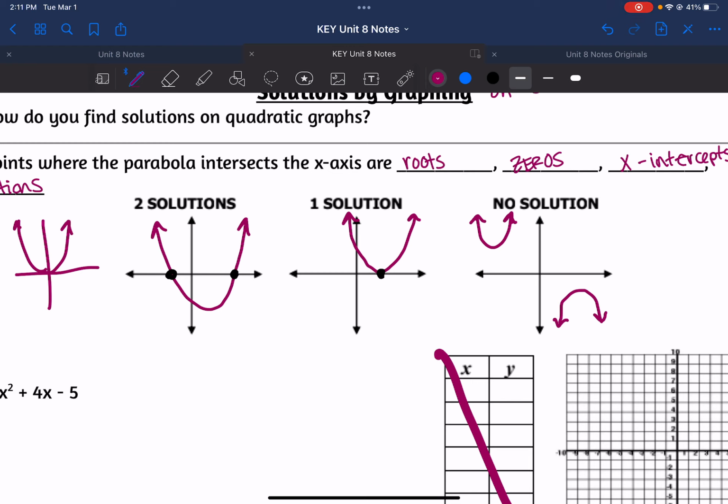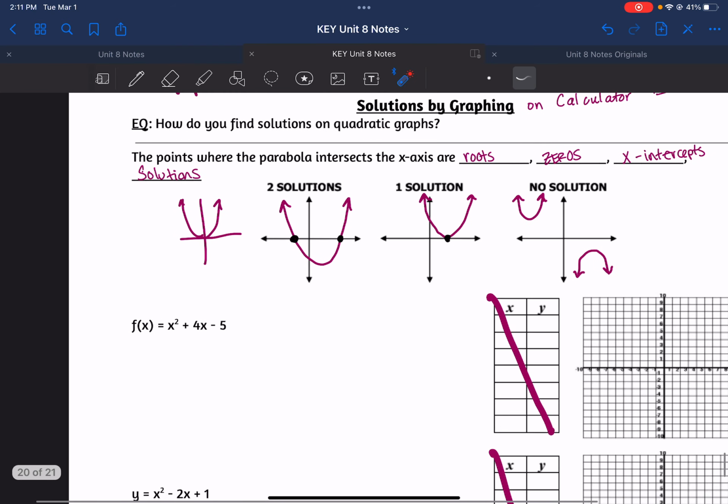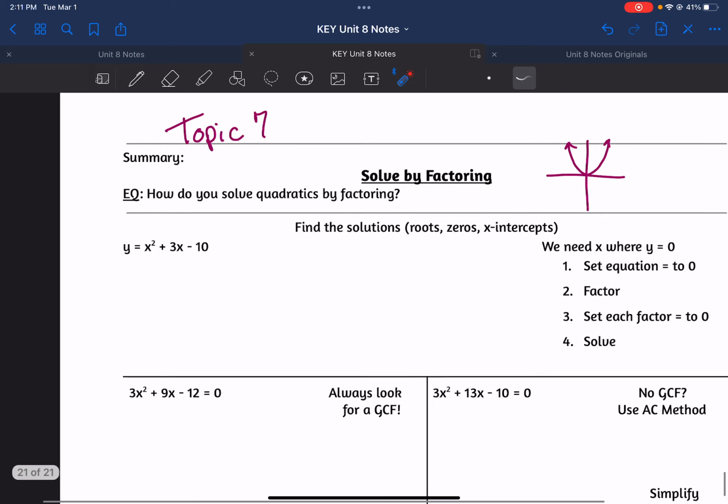So what we're trying to figure out is, what are these x values? That's what we're trying to figure out today. What are these x values? And how to do it algebraically, right? And we'll show you on the calculator. So I'm trying to figure out, do I have two solutions? What are those x's? And do I have one solution? And what is that x? So let's go ahead and look this up.